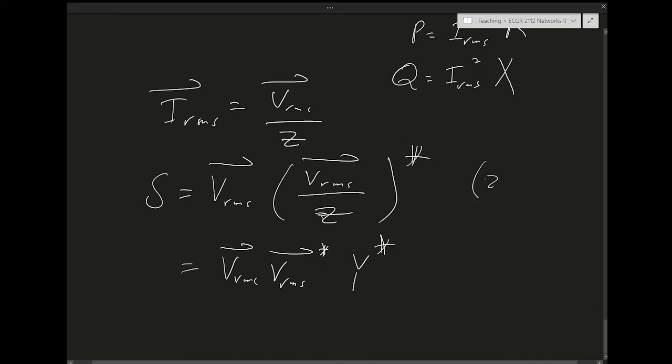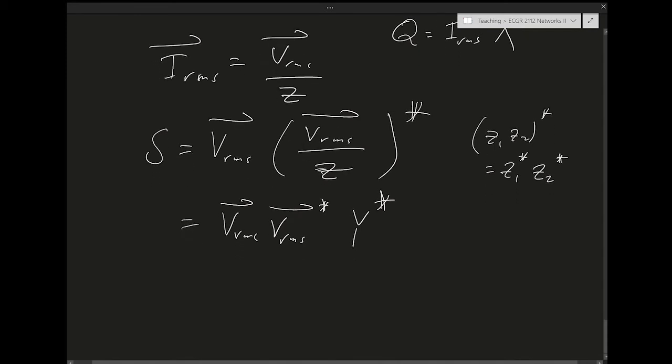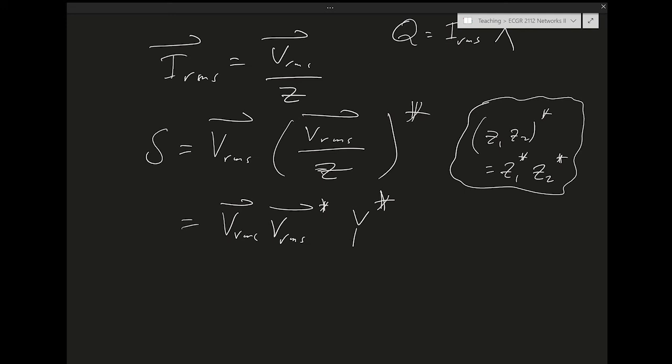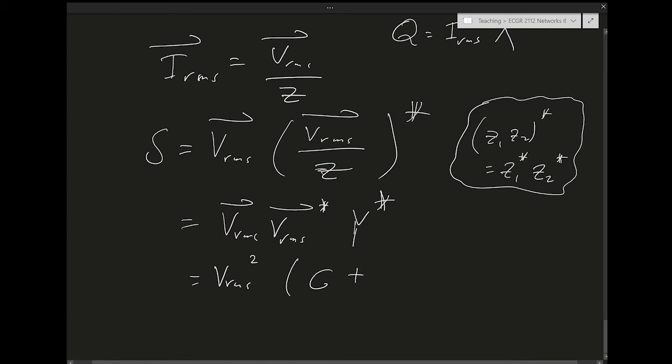You know that if you have two complex numbers, Z1 times Z2 conjugate equals Z1 conjugate times Z2 conjugate. That's a basic property. You can check that. Make sure you see this. You can always distribute conjugation over either addition or multiplication. So this equals VRMS squared times the conjugate of the admittance. We said admittance is just conductance plus susceptance. I want to separate it into the real and imaginary parts. The imaginary part is called susceptance, but now we have a conjugate here. So this equals P plus JQ.